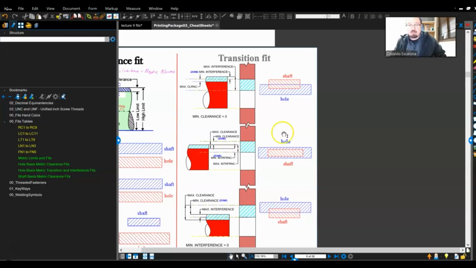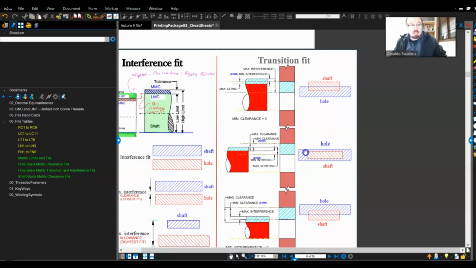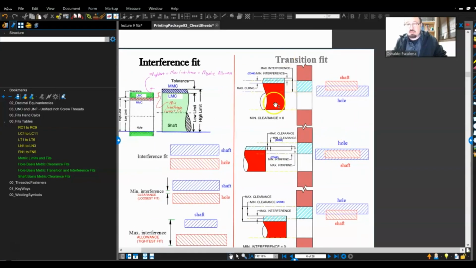Next time we meet, we'll talk about where you get the numbers. By the way, we have flavors on how we make things fit with each other. Maybe I want to have a lot of clearance, maybe a little clearance. How do I do that?